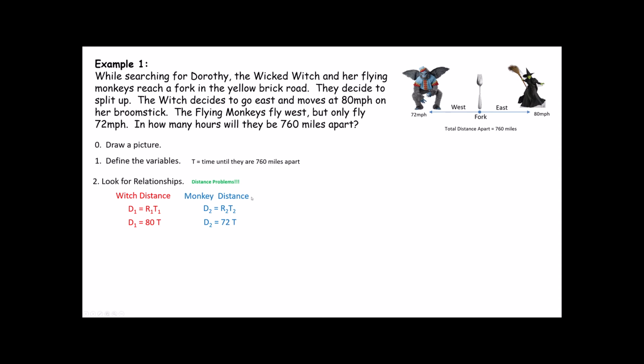Now notice I switched from T1 and T2 to just T's. The reason for that is there's nothing in the problem to indicate that the monkeys and the witch are flying for different amounts of time. Since they're both starting in opposite directions at the same time, we know they'll be traveling for the same amount of time until they reach the 760.